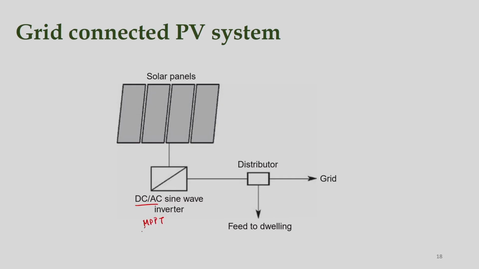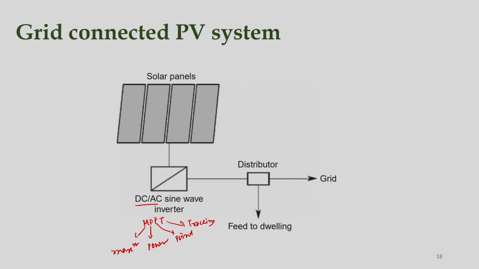So, we will have the inverter for DC to AC, and then we have MPPT, maximum power point tracking. Okay. This maximum power point tracking is a very important component. We will study it in detail when we study solar PV components. It has two purposes: one is to convert direct current to alternating current, and the second is to operate the system at the maximum power point.